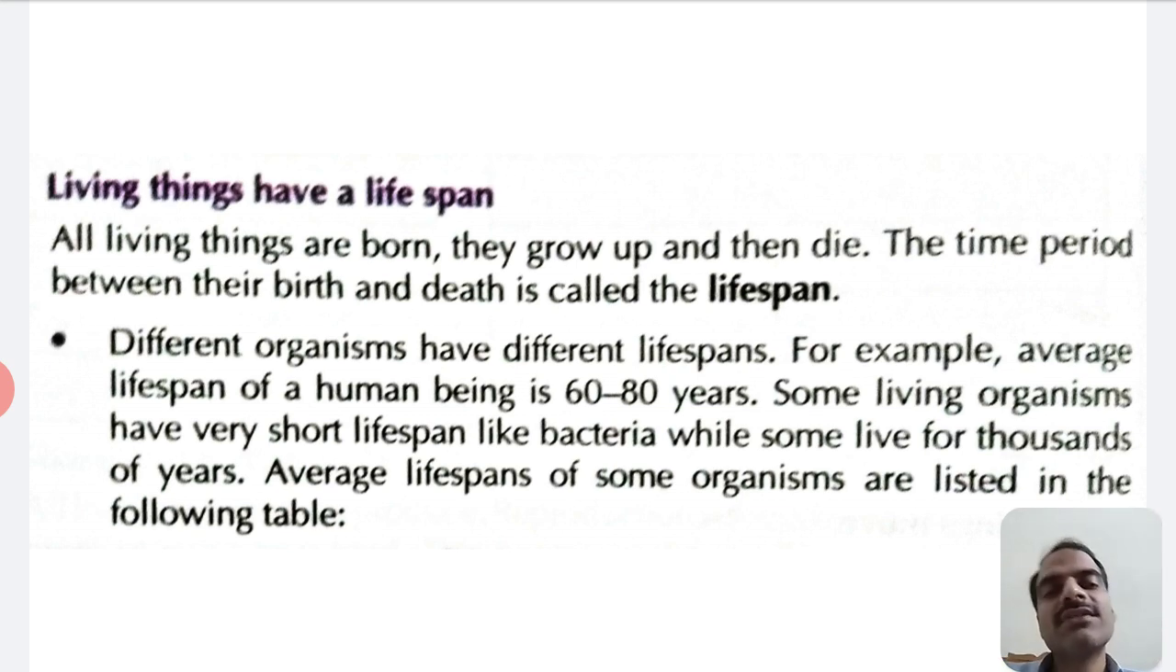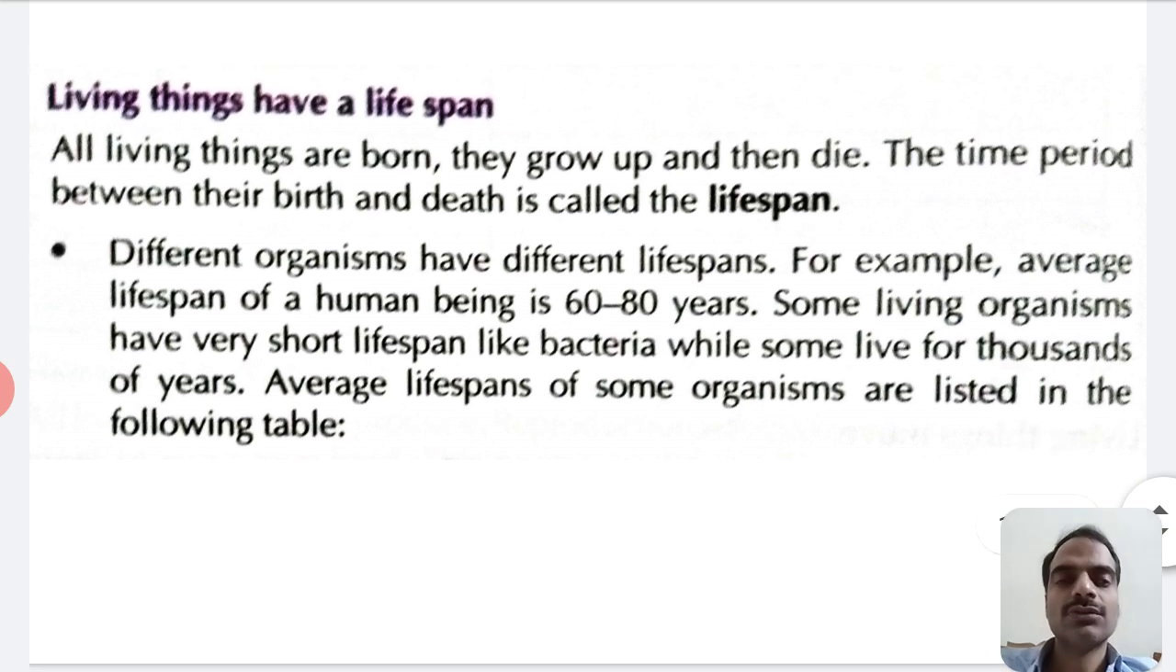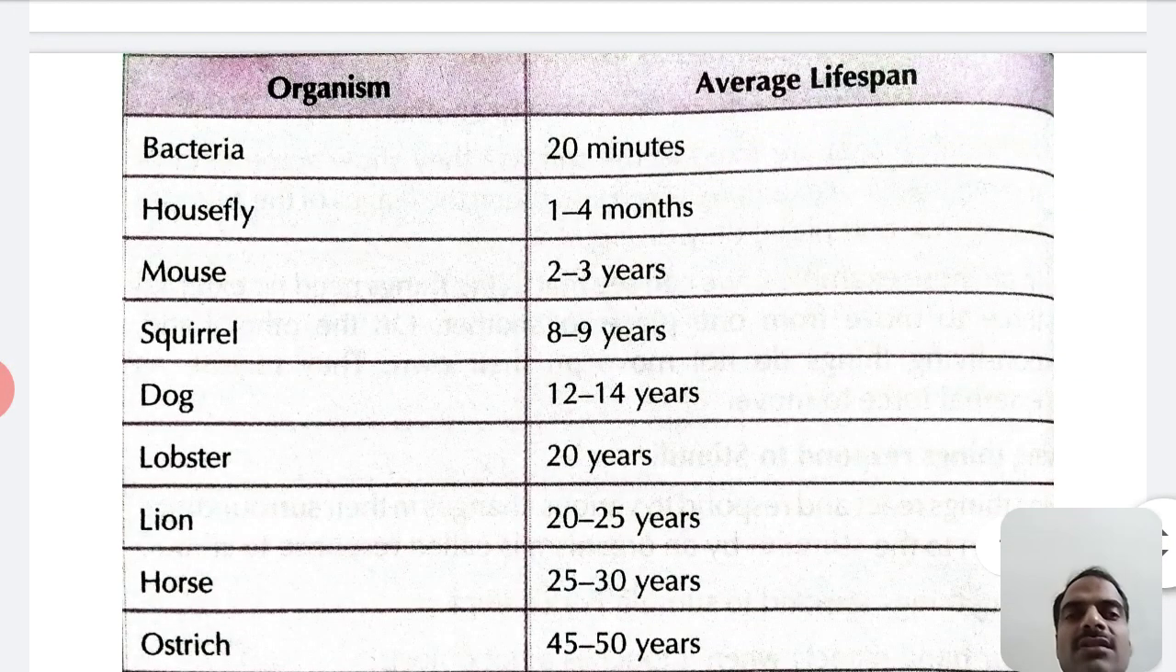Different organisms have different lifespans. Some organisms have a lifespan of only a few minutes. For example, see the table there: bacteria lives only for around 20 minutes. It takes birth, lives for some 15-20 minutes and dies. Whereas a dog can live up to 14 years. Correct? Different things have different lifespans.